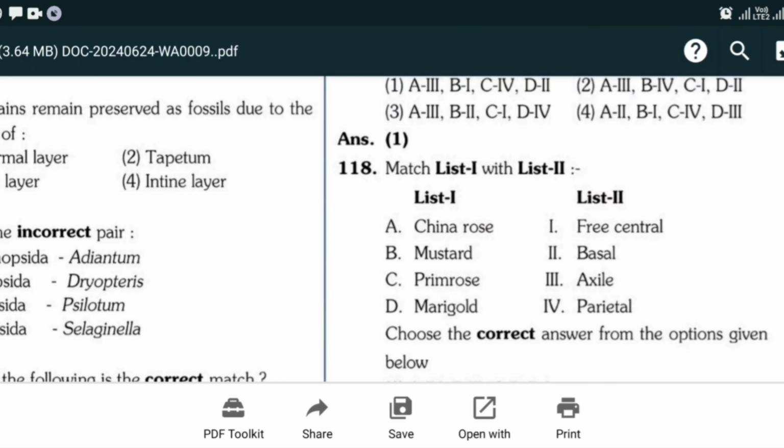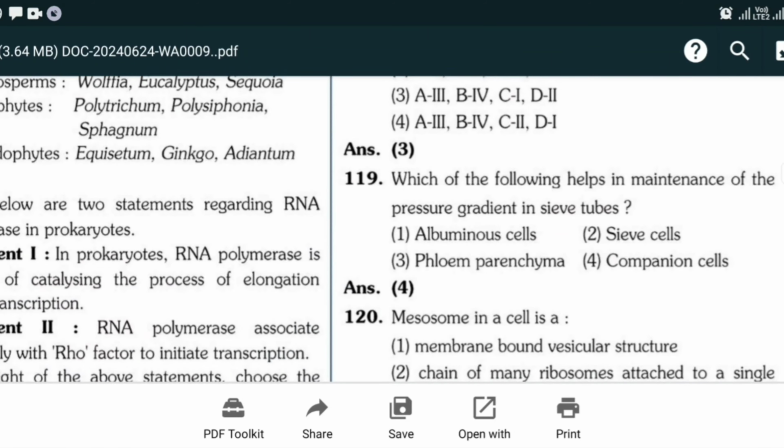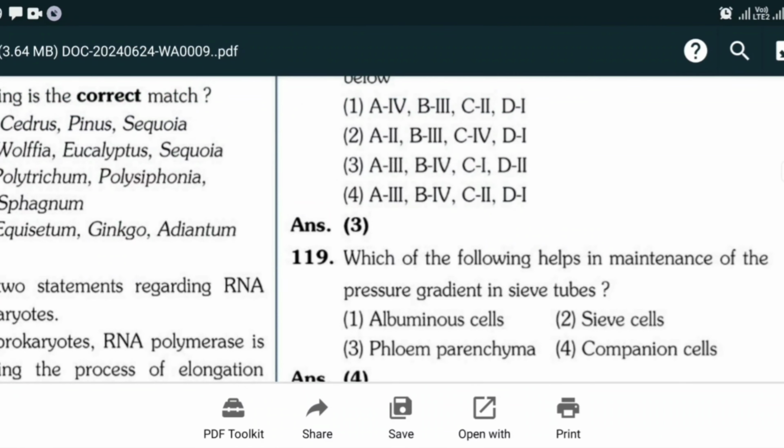Then again another question from morphology. China rose belongs to axile placentation. And mustard has parietal placentation. Primrose is free central and marigold is basal placentation. So all these are direct examples from NCERT that they have asked. Next. So the third option is correct. Next.